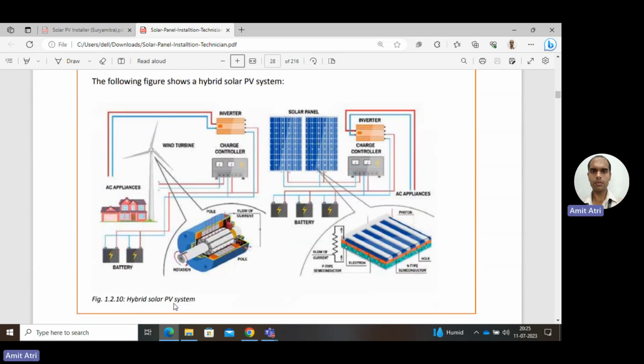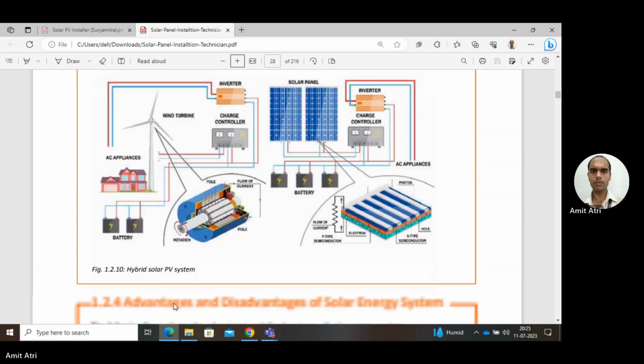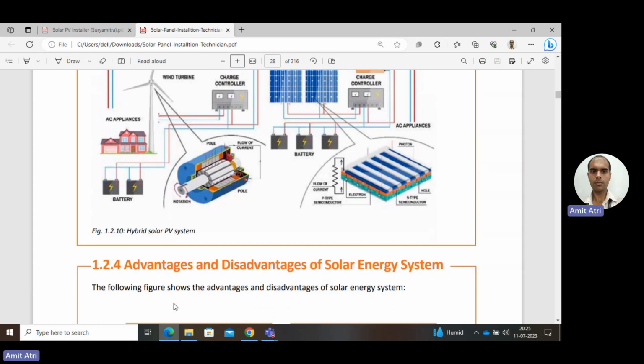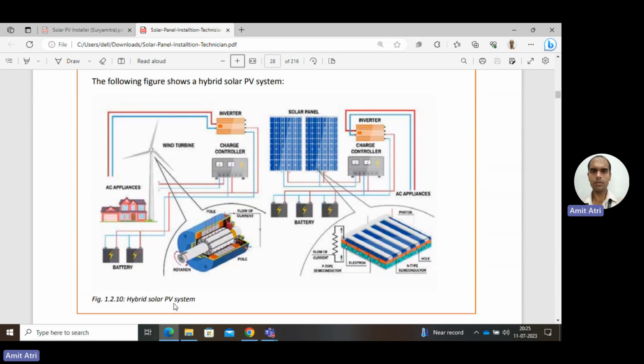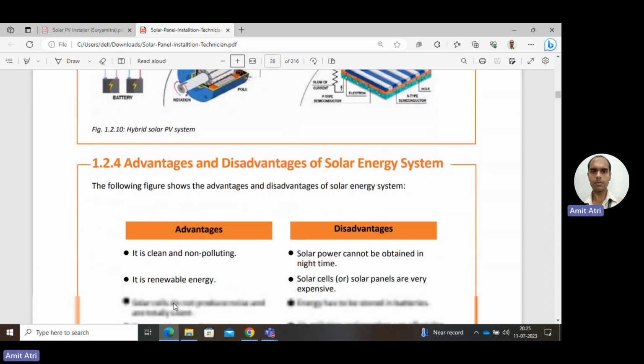Here in the diagram it is shown. We are using a wind turbine system, and we are using a solar panel system. Along with the solar panel, there is a wind system also. So we can say it is a hybrid, meaning it has more than one. Solar is there, wind is also there. So we are using two types of resources.